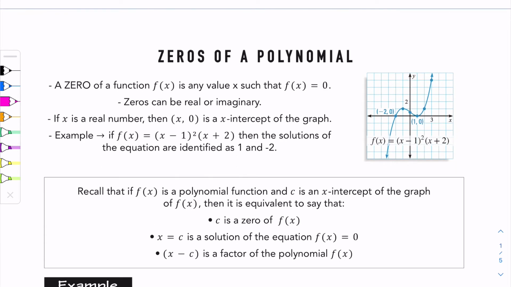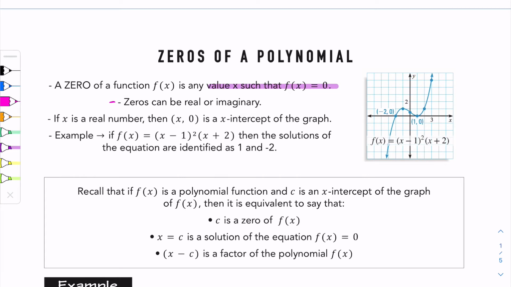Okay, zeros of a polynomial function. So a zero of a function is any value of x that creates an output, or an f of x value, of 0. Zeros can be real or imaginary. If x is a real number, then (x, 0) is the intercept.